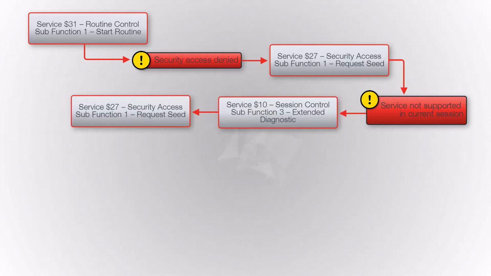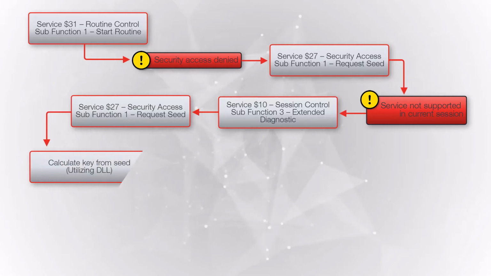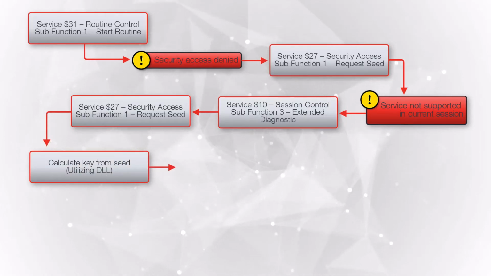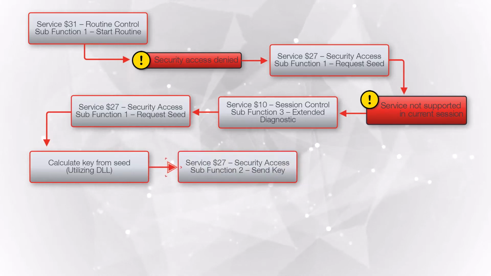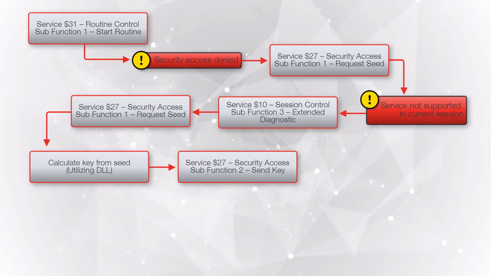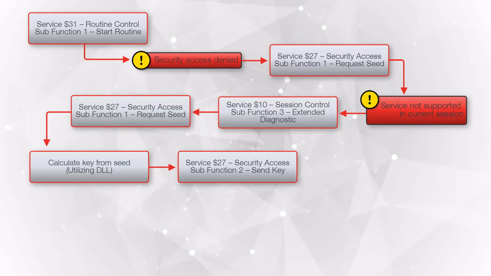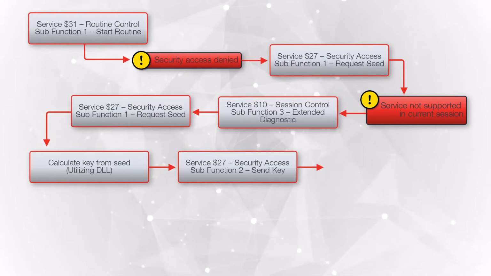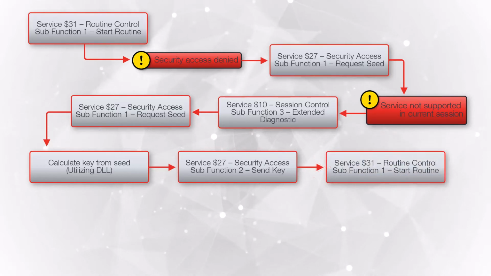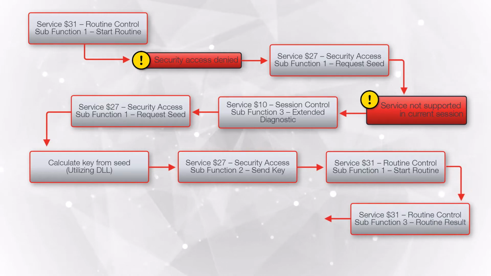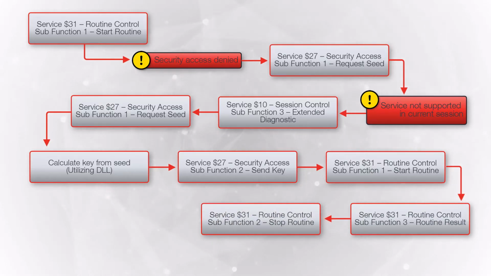Now, it is possible to unlock the ECU via a call to service 27, subfunction 1. This requests the seed for a security level 1. To calculate the key, a seed-to-key DLL is used. The key value is sent back to the ECU using service 27, subfunction 2. With this successfully unlocked, users can now use the routine control to run the test. First, by calling start routine, waiting until the process is finished, grabbing the result, and finally, calling the stop subfunction.